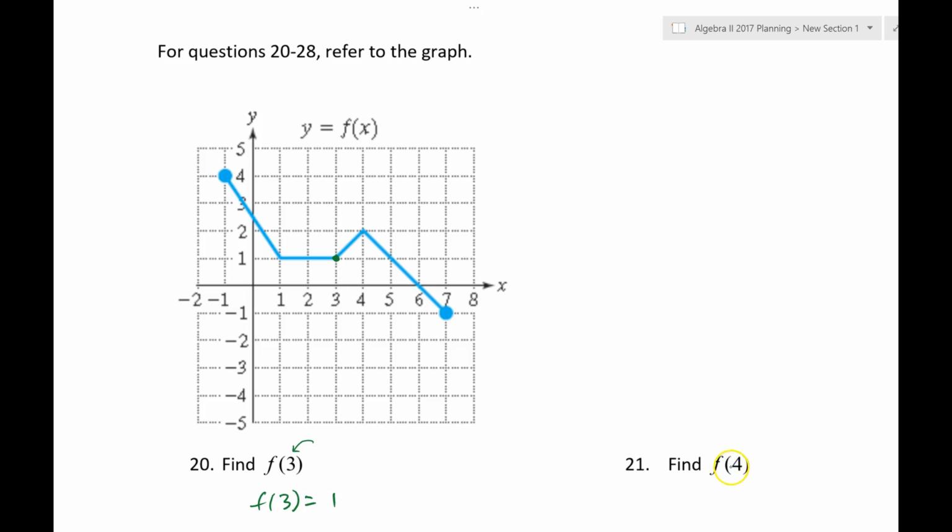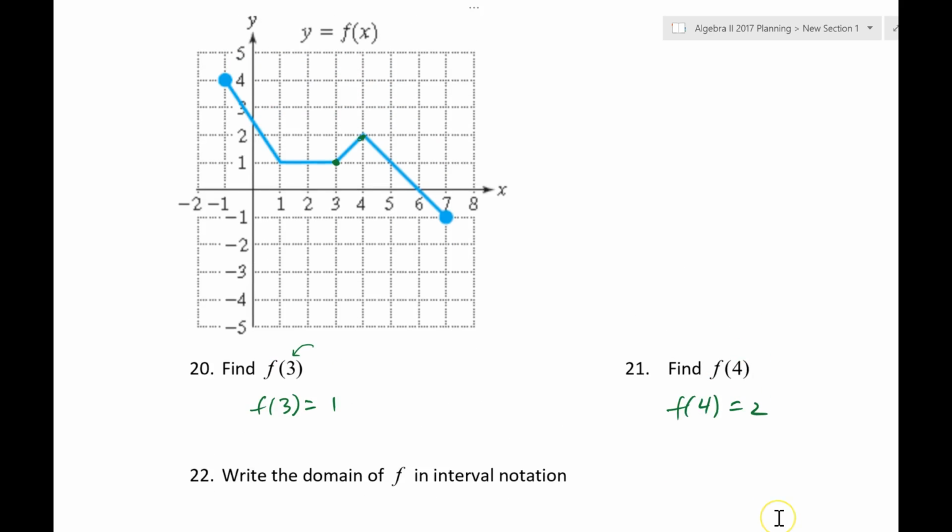F of 4, we're going to find, again, that means evaluate the function at 4 or tell me what the output is when the input is 4. So we find 4 on the input side, look up and down to figure out what output, if any, comes out, and we see right here that the output is 2, so f of 4 equals 2.